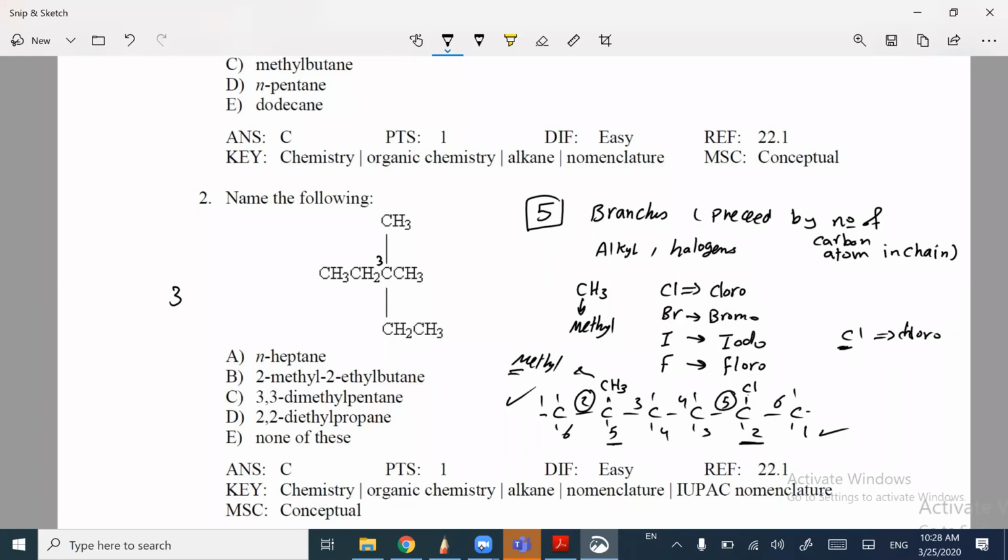So giving the name, it will be 2-chloro-5-methylhexane. Okay, lowest number for the alternative branches, and the side depends on alphabetical arrangement.